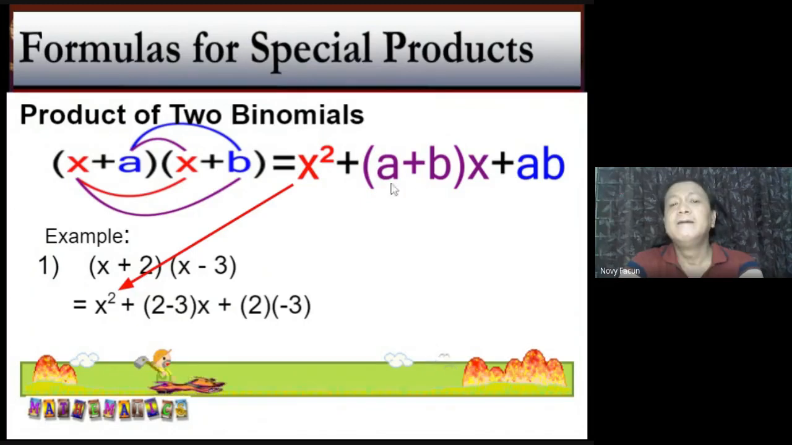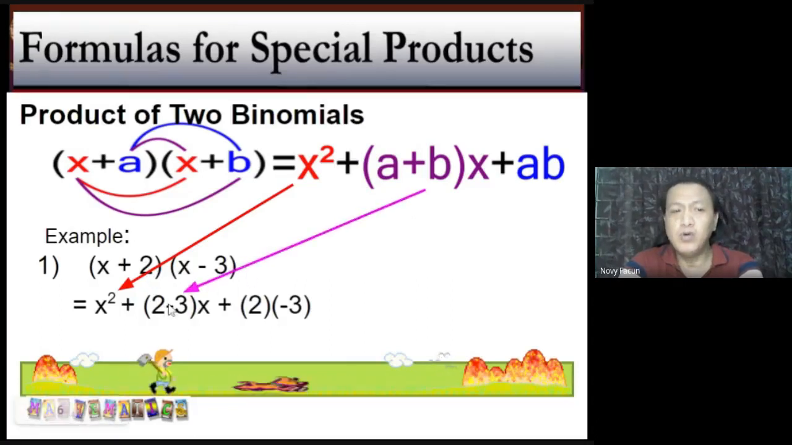And we have to get the sum of the outer and inner terms. Meaning to say, ito yung 2 minus 3 natin. Kasi nga, this is b. Yung b natin dito ay negative 3. Yung a natin yung 2. Kaya, since if you're going to get the sum of the inner 2x saka yung outer negative 3x, simply 2 minus 3x. So nakalabas yung x kasi nga they are similar terms. And plus 2 times negative 3, ito yung a times b mo. Ito yung formula natin.